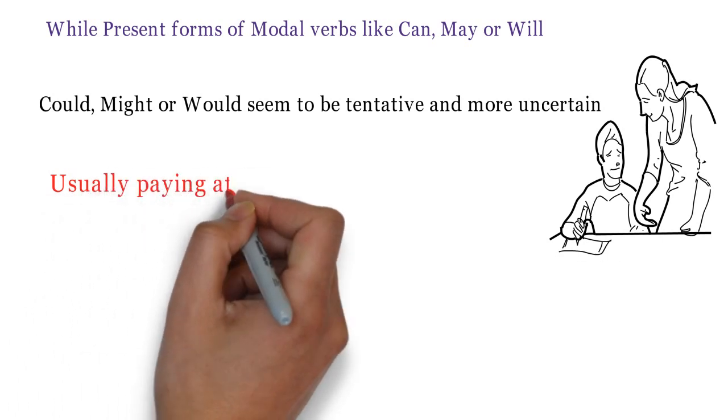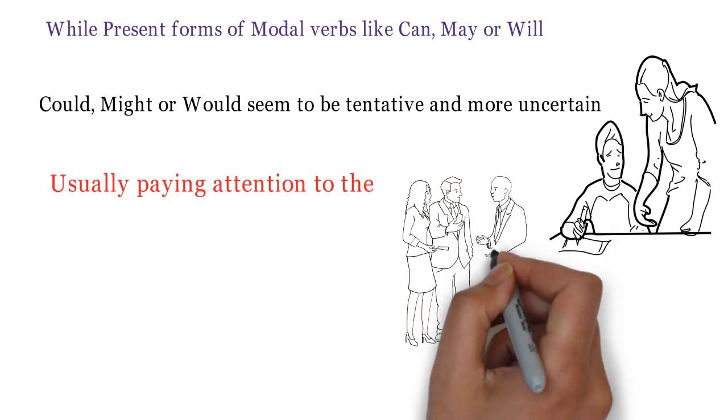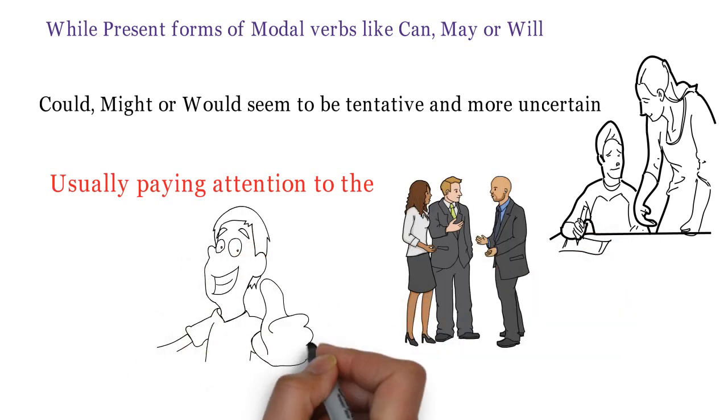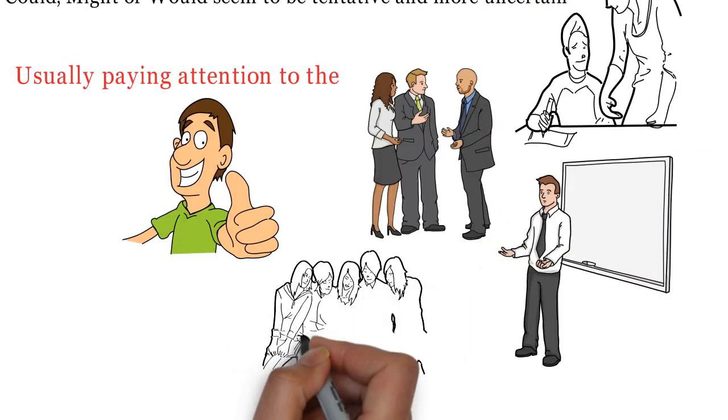Usually paying attention to the relationship between the speakers, their contextual usage, and the tone of the sentence in terms of stress and intonation or facial expression helps the learners of English as a second language to understand their potential meaning. I am sure that this lesson will be very useful to you.